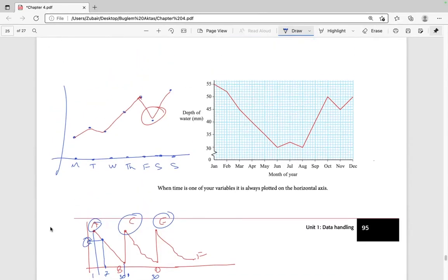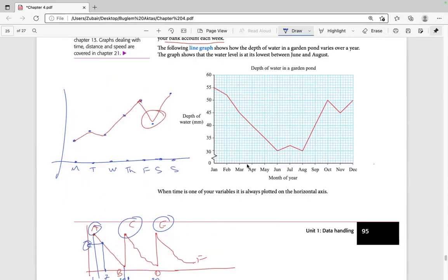If I ask what the depth of the water was between February and March, we can go to the graph and predict that value. These are 5 small boxes, so one box would represent 6 days, 6 days after May. So there is a lot of data and a lot of detail in a line graph.